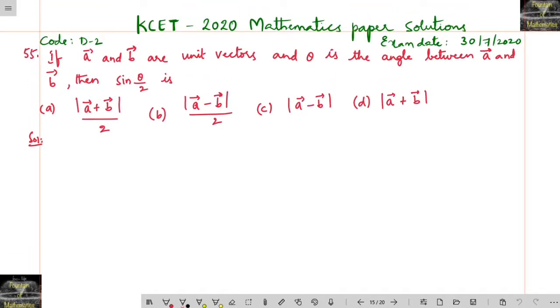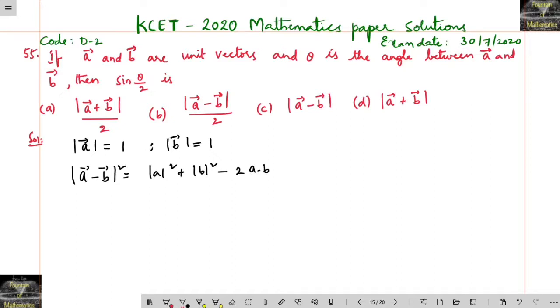If vector a and vector b are unit vectors and theta is the angle between a and b, then sin theta by 2 is equal to. So given that vectors a and b are unit vectors, I can use any formula between a plus b or a minus b. Better to use a minus b whole square. Mod a minus b whole square we can write as mod a square plus mod b square minus 2 times a dot b, where a dot b is nothing but mod a mod b cos theta.